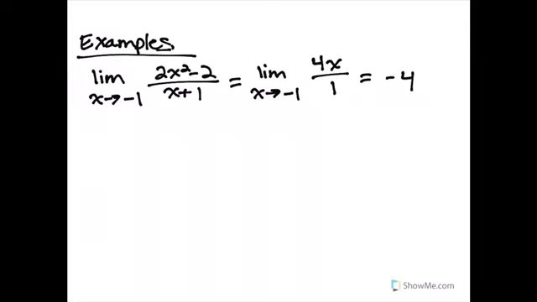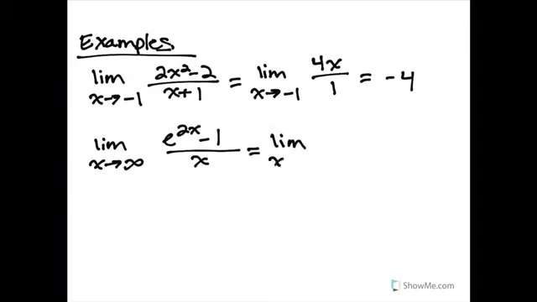Okay, now the one that we didn't know how to manipulate was the limit as x goes to infinity of e to the 2x minus 1 over x. And we got infinity over infinity, indeterminate form. So we can do this using L'Hopital's. What is the derivative of my numerator? 2e to the 2x. What's the derivative of my denominator? 1. So what do we get when we plug in infinity? Infinity.